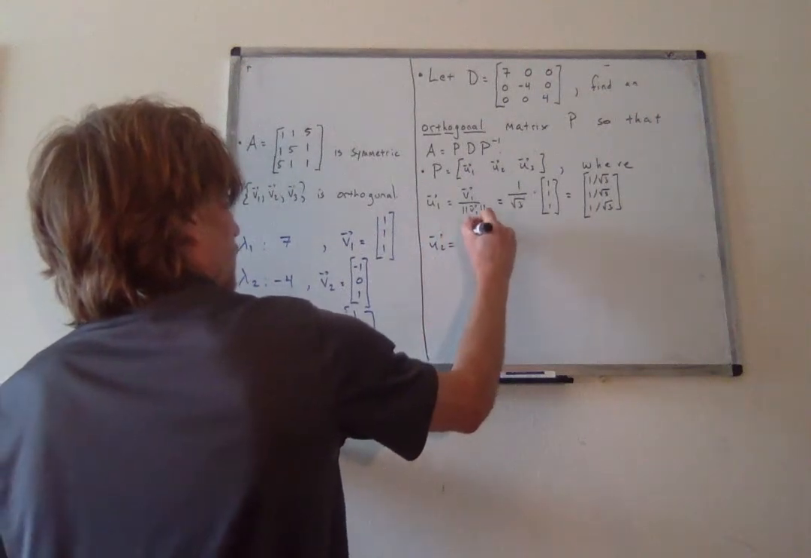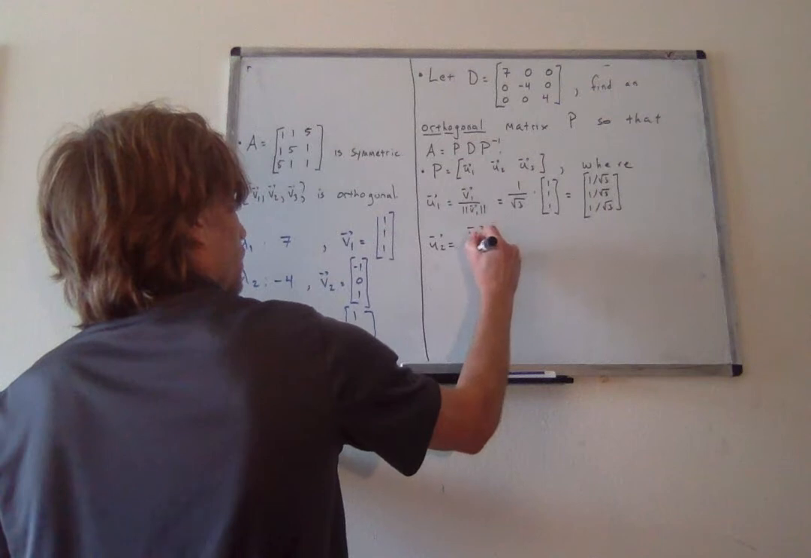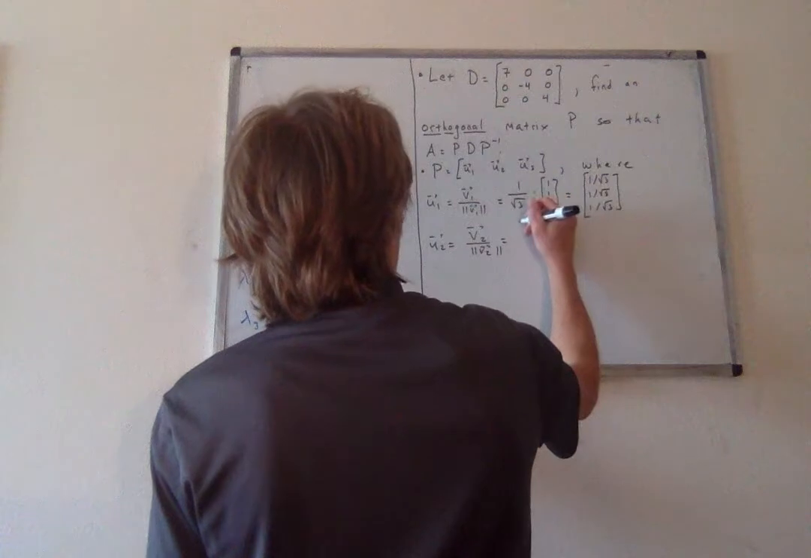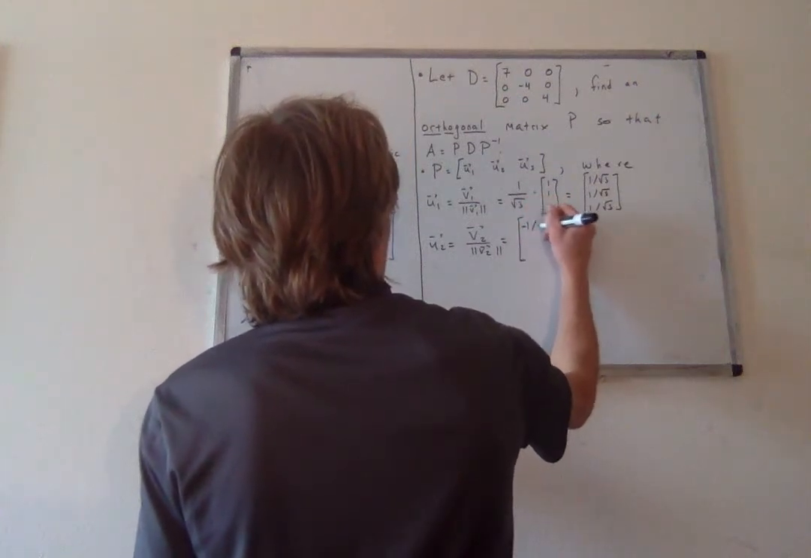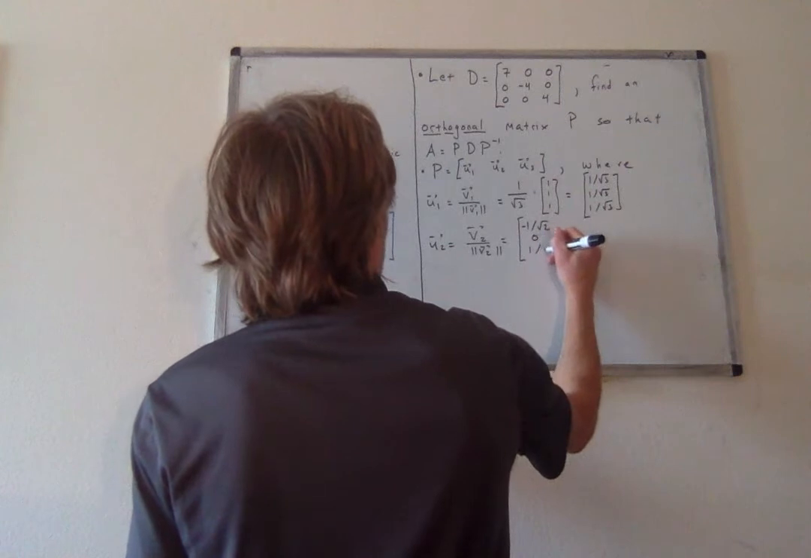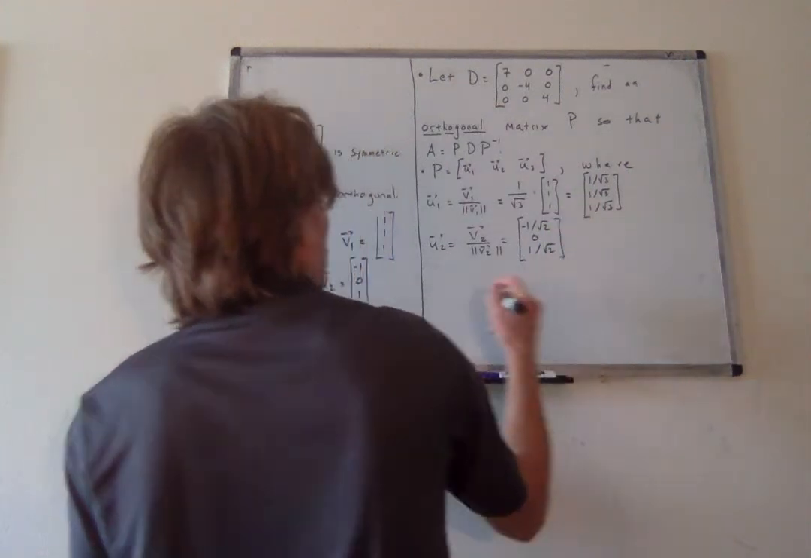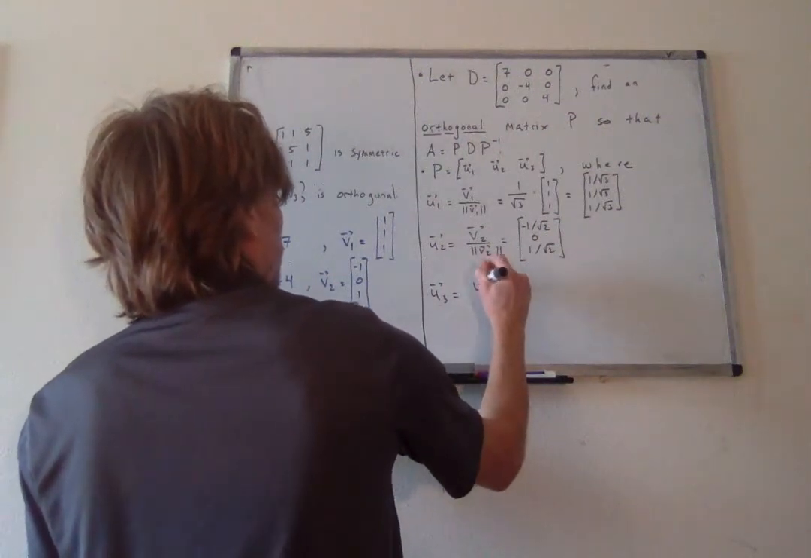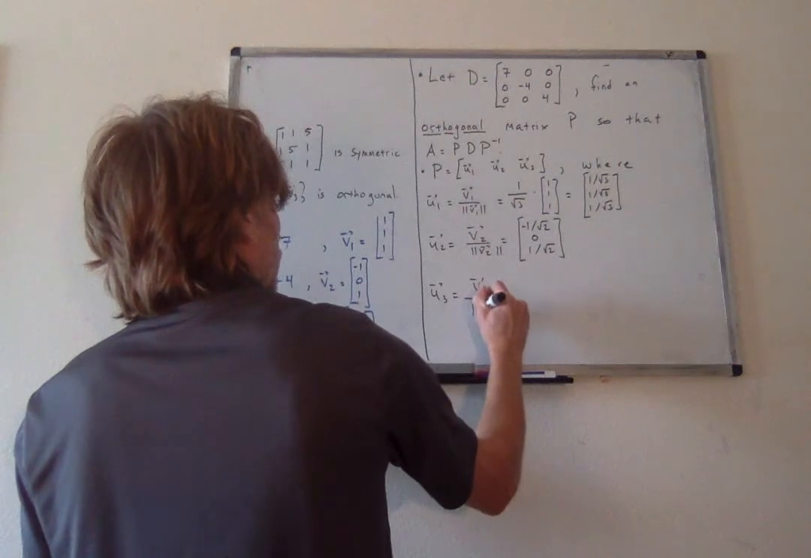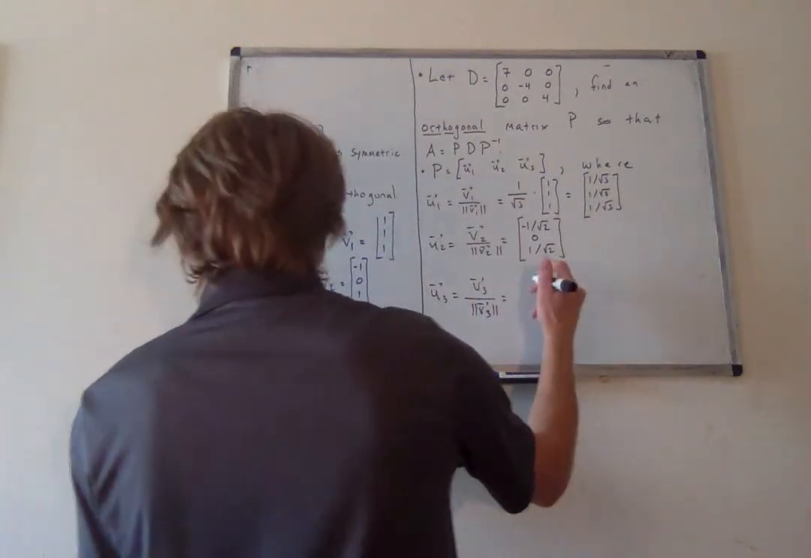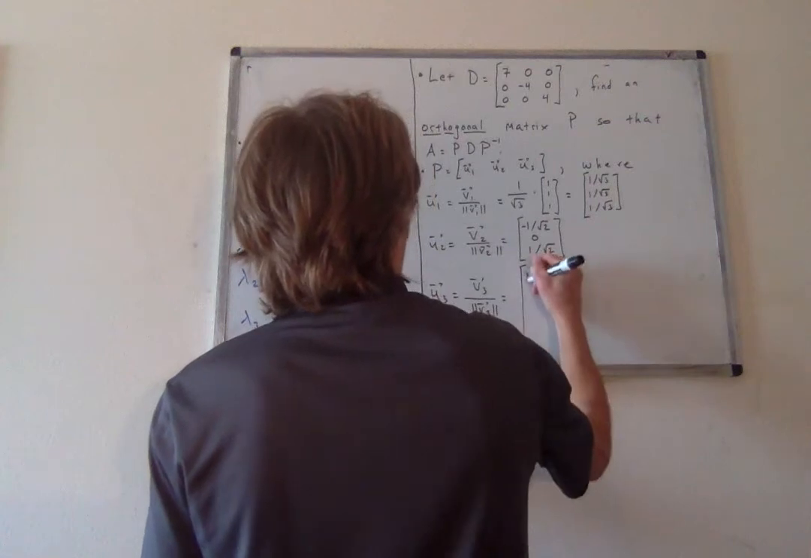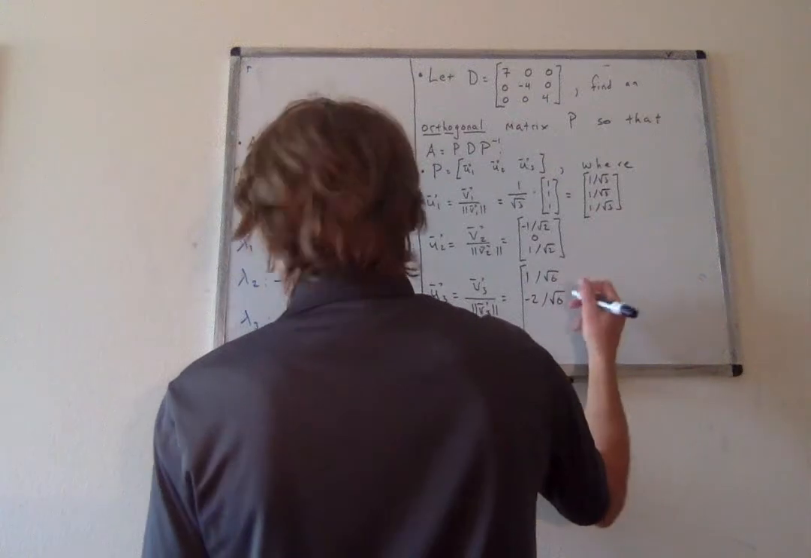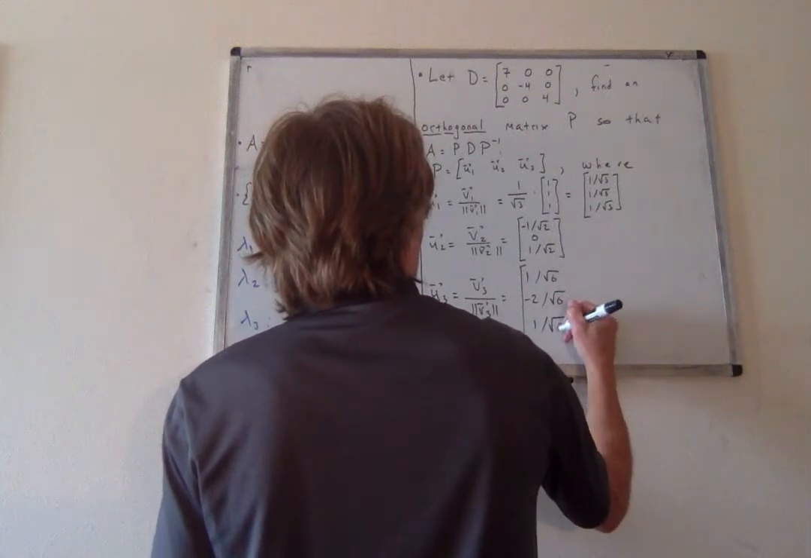U2 is the normalized vector V2, which is equal to -1 over root 2, 0, 1 over root 2, and U3 is the normalized vector V3, and that's equal to 1 over root 6, -2 over root 6, 1 over root 6.